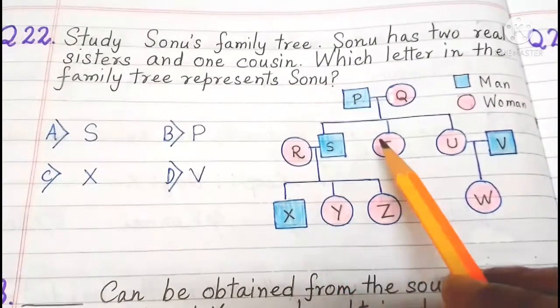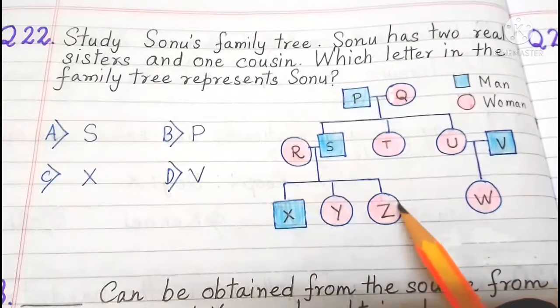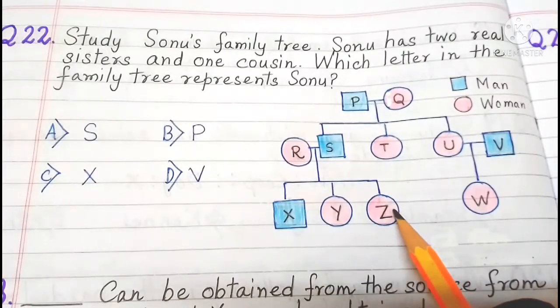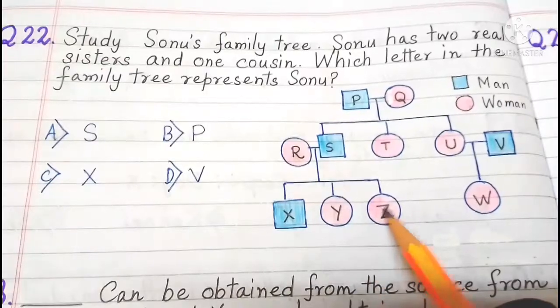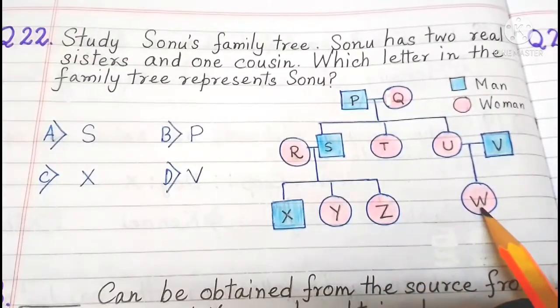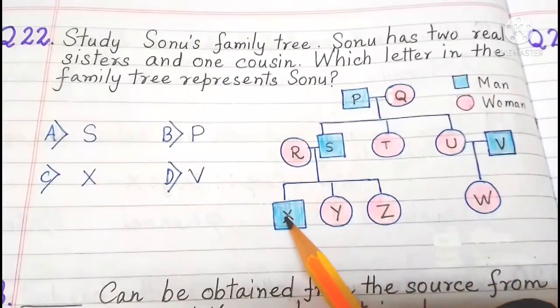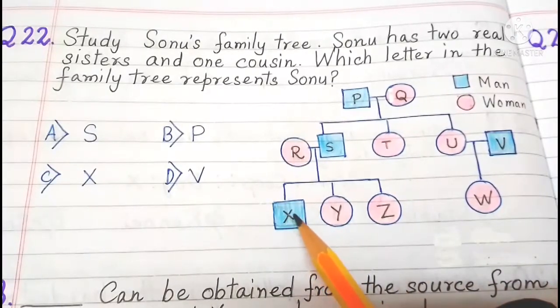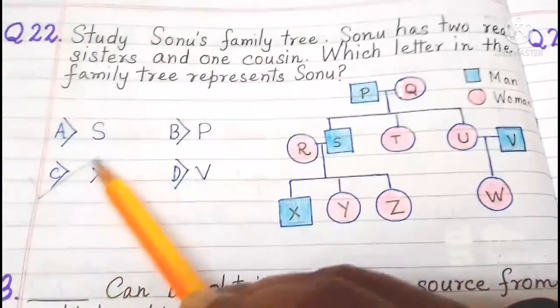Now within this family, let's consider this is X. So Sonu has two real sisters, and one cousin sister. So the cousin sister is represented by W, and Sonu can be this X. This X can be represented as Sonu. So we will go with this option.